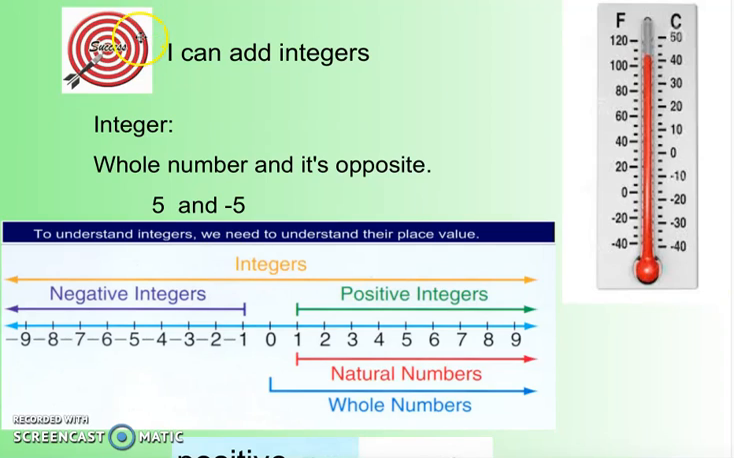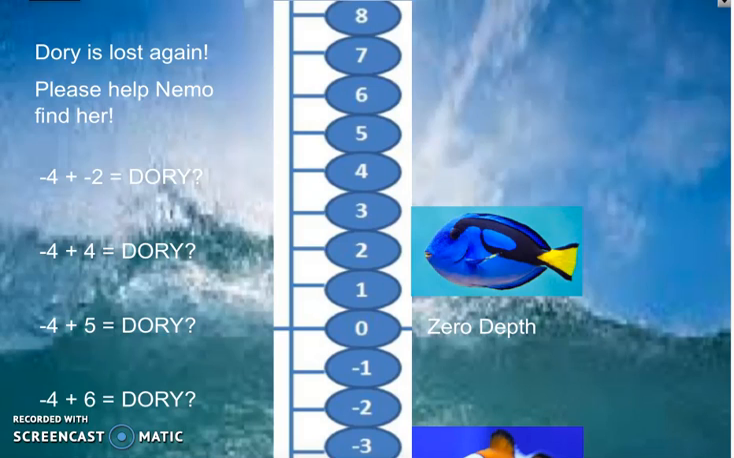Today, we're going to look at just adding them. So we are going to help Dory. Dory is lost again, and Nemo is here to help. What we need to do is figure out where Dory is located. Here's where Dory is, and I want you to notice here's 0.